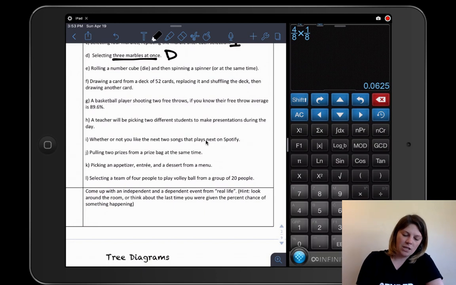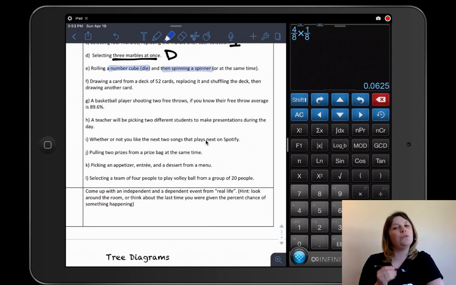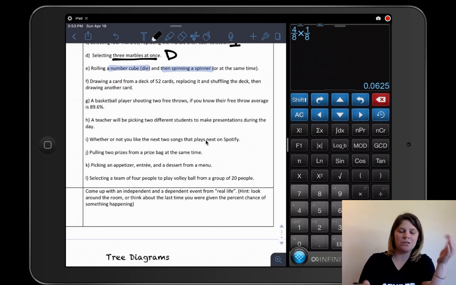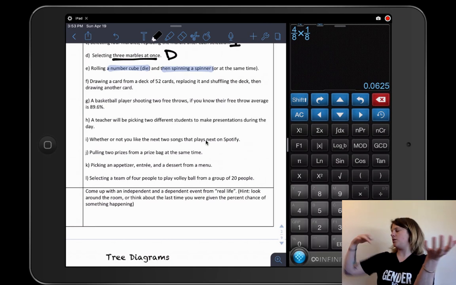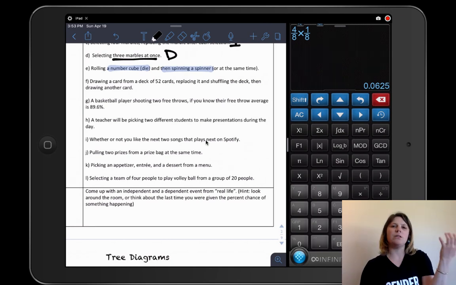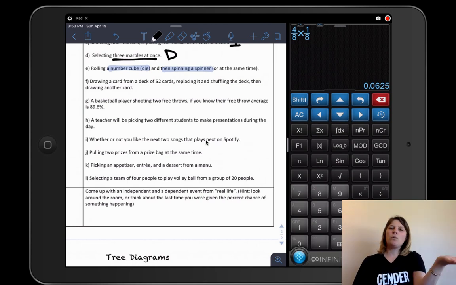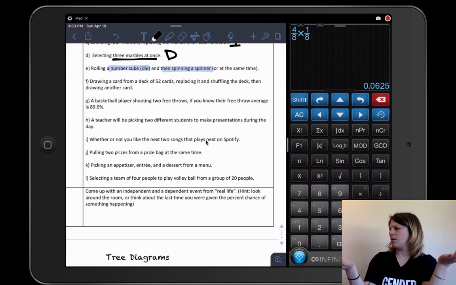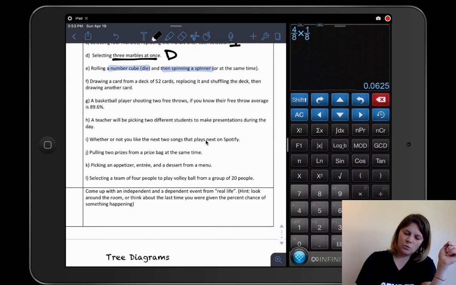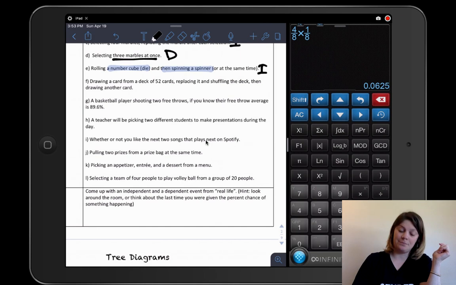Okay, rolling a number cube. Again, that means the same thing as die. And then spinning a spinner. Or you could have them happen at the same time. So this might be a little bit confusing because there's 2 totally different things happening, right? You're rolling a die over here and you're spinning a spinner over here. But the way to break it down in your head to make sure that it makes sense is that if you roll a die, does it change anything about this spinner over here? No, absolutely not. So this would be independent.